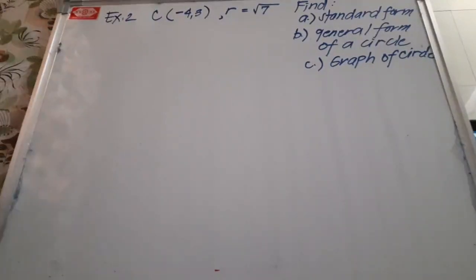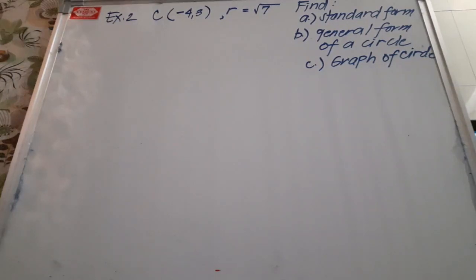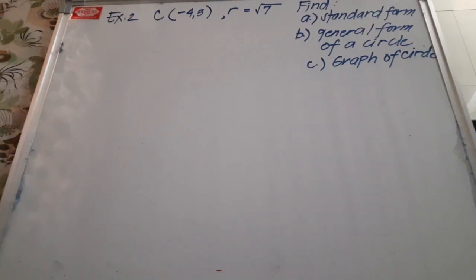Okay? Sa video na to, matututunan nyo kung paano ma-determine ang standard form, a general form of a circle. Yung first video ko in solving the standard and general equations of a circle, yung first example, ang condition ay ang center ay nasa origin. Tapos ang radius is equal to 4. This time, we have different conditions.